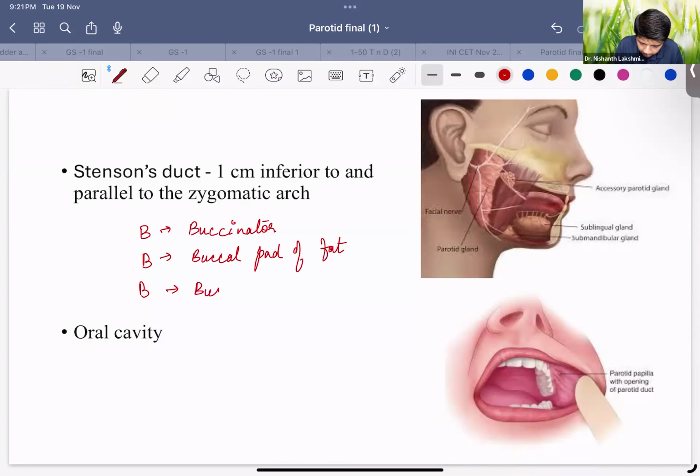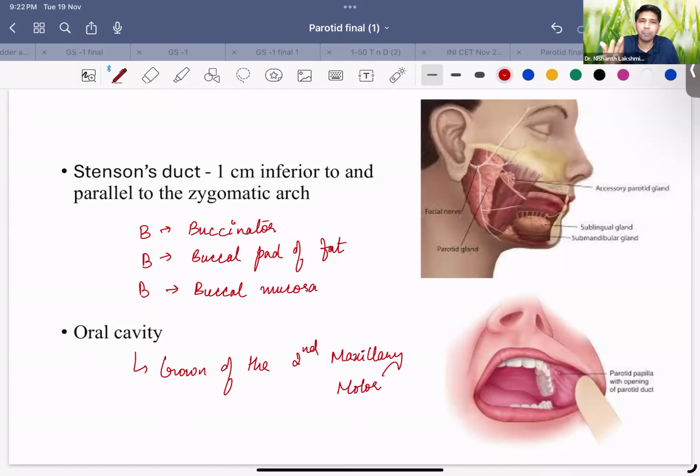And can you go on and tell me where is it exactly that we find the opening of the parotid duct? Upper second molar tooth, sir. Crown of the second maxillary molar. Maxillary in short basically means your upper molar, just different terminologies or a little bit of a different way of telling it out.